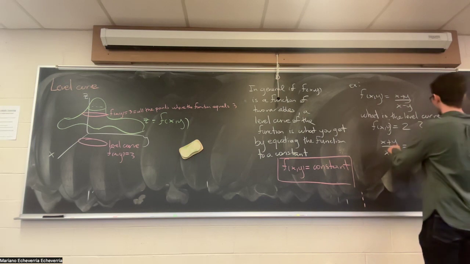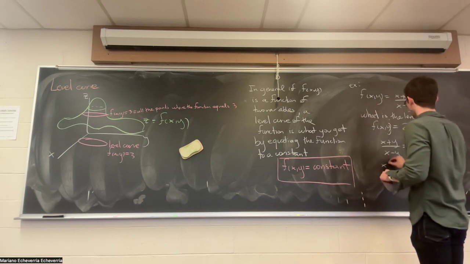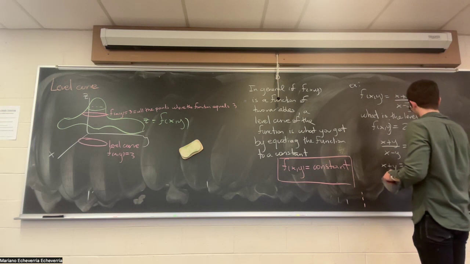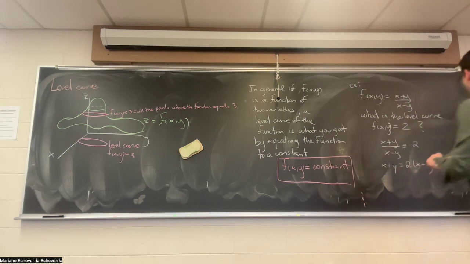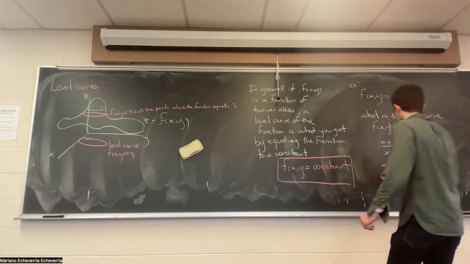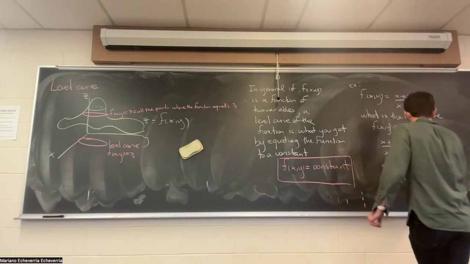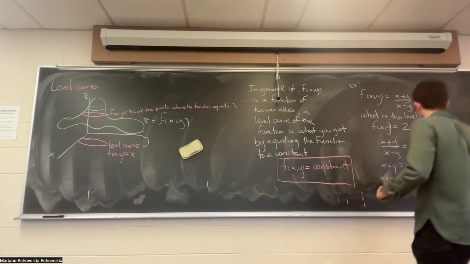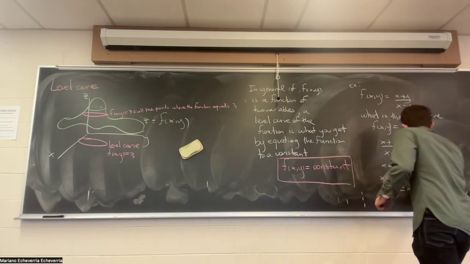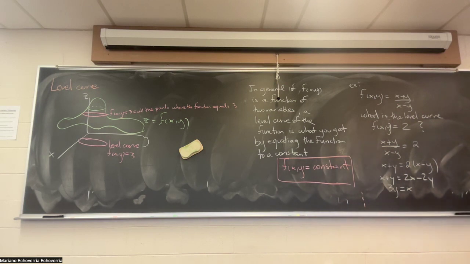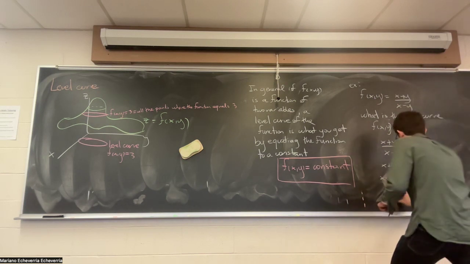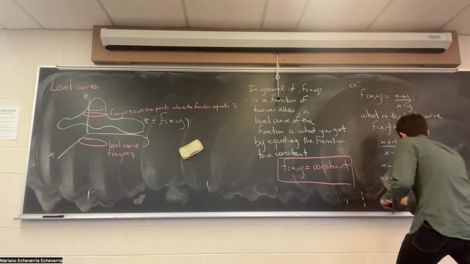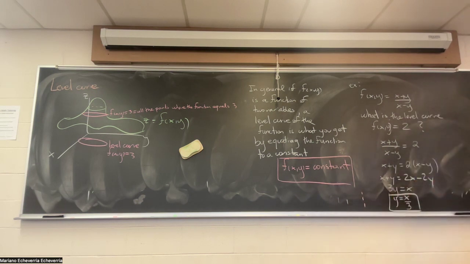So how can you do that? You can multiply both sides by x minus y. You get x plus y equals 2x minus 2y. And so what does that give you? It gives you 3y equals x. So y equals x over 3, right? Does that make sense? So that means this is a line, right? A very simple line.